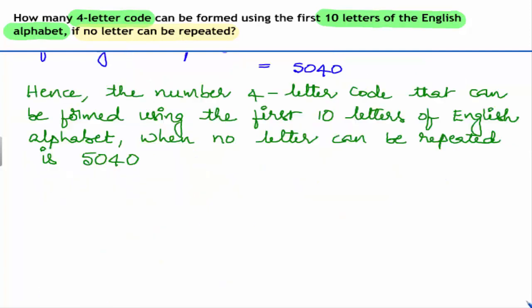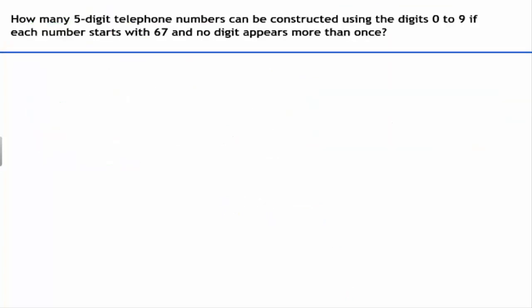Hence, the number of 4-letter code that can be formed using the first 10 letters of English alphabet when no letter can be repeated is 5040. So this completes the solution.